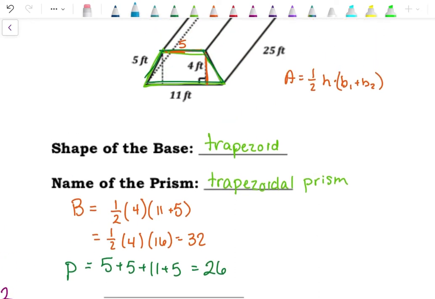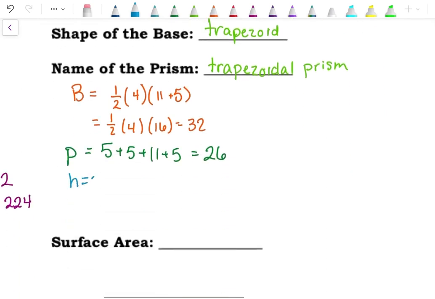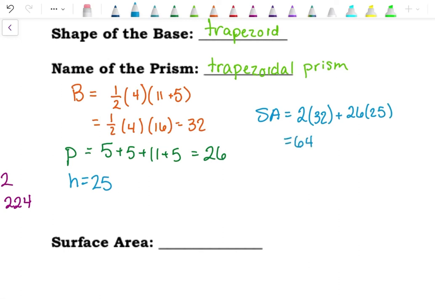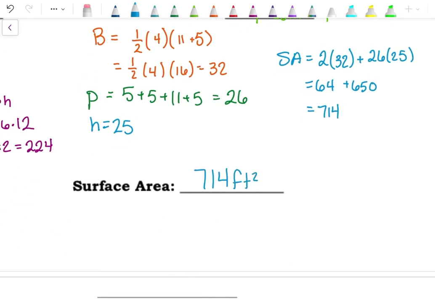And then I need the height of the prism, which is 25. So height of the prism, 25. Plug everything into my surface area formula. That's going to be 2 times 32 plus 26 times 25. 2 times 32 is 64, and 26 times 25 is 650. So add that with 64. 650 plus 64, and I get 714. So 714, and this is again in feet squared.